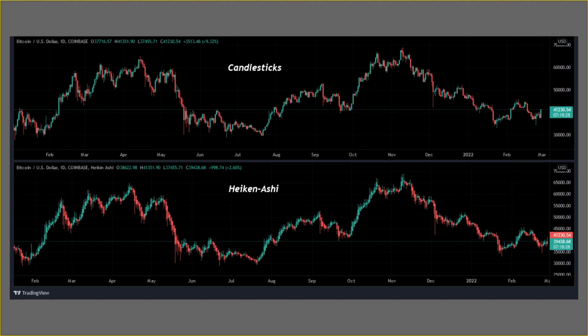Same thing here. This is the Bitcoin daily chart. The top section is the candlestick chart. The Heikin Ashi is on the bottom. And we generally see, instead of seeing all these various red candles, a much cleaner identification of the trend and the overall move of the market.